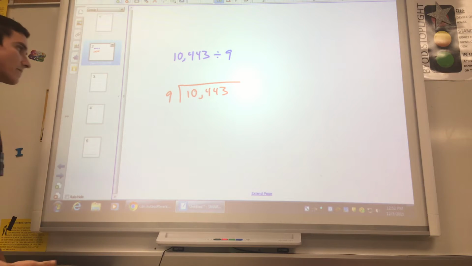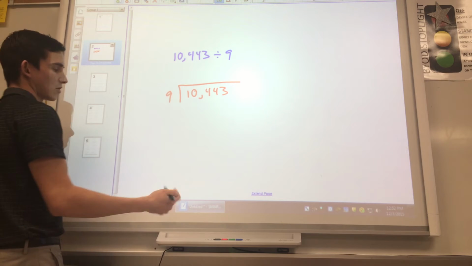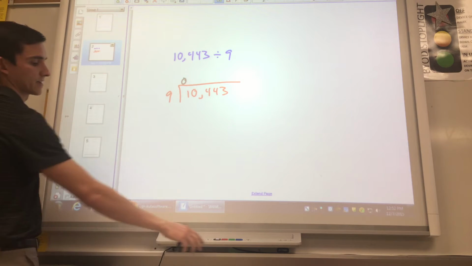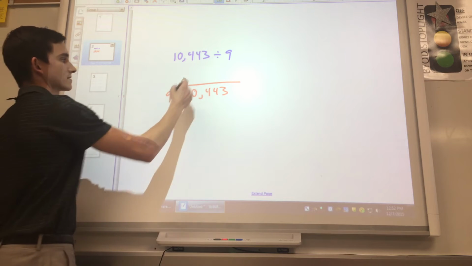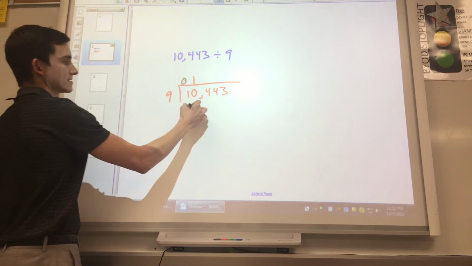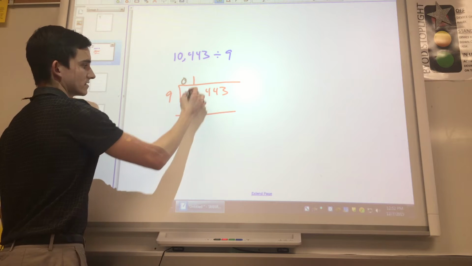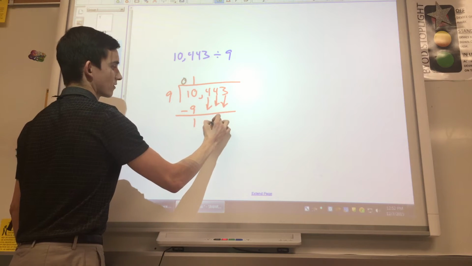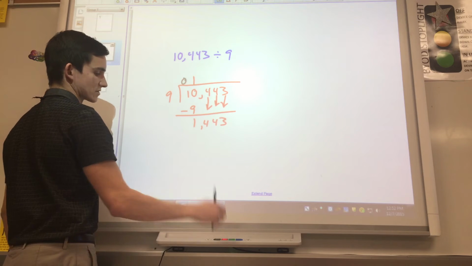And you'd ask yourself, okay, does 9 go into 1? No, it doesn't. So I can just put a placeholder there, 0, but it doesn't really matter. Does 9 go into 10? Yes, it does. It goes in 1 time. 1 times 9 is 9. You subtract those. 10 minus 9 is 1. Bring down this, bring down this, bring down this. So you have 4, 4, 3. Start the process over again.